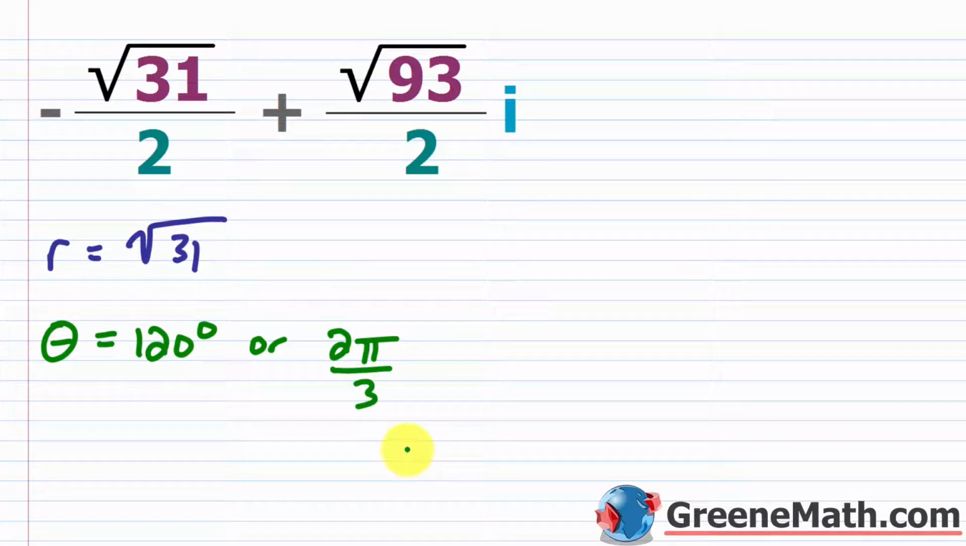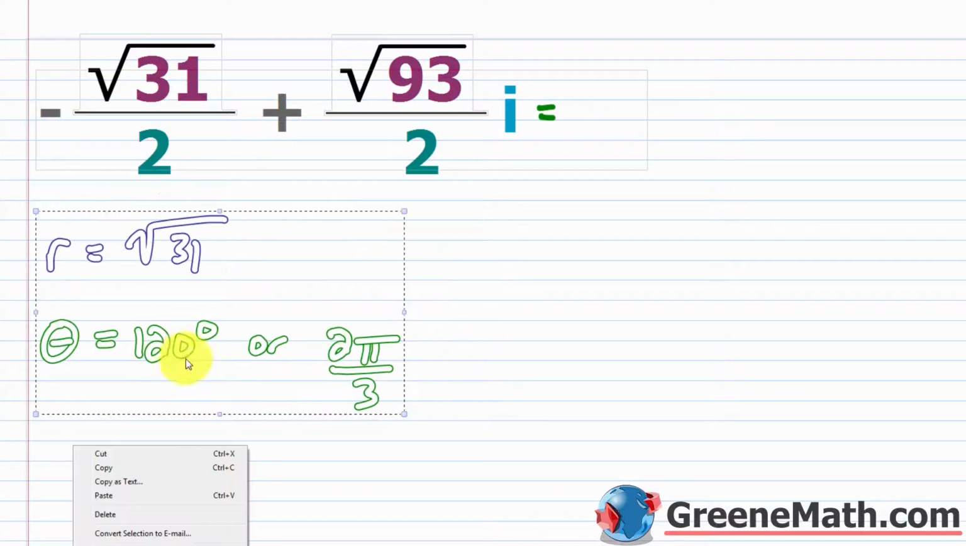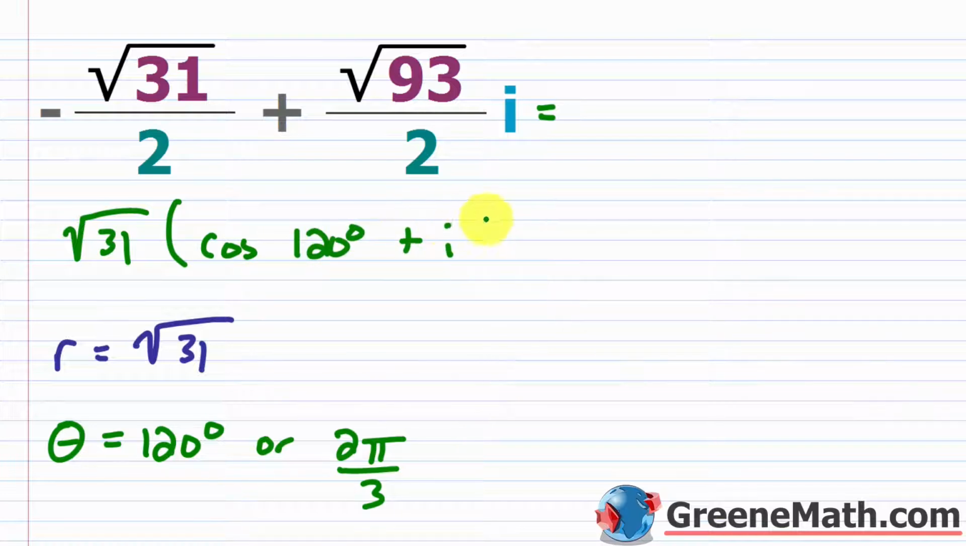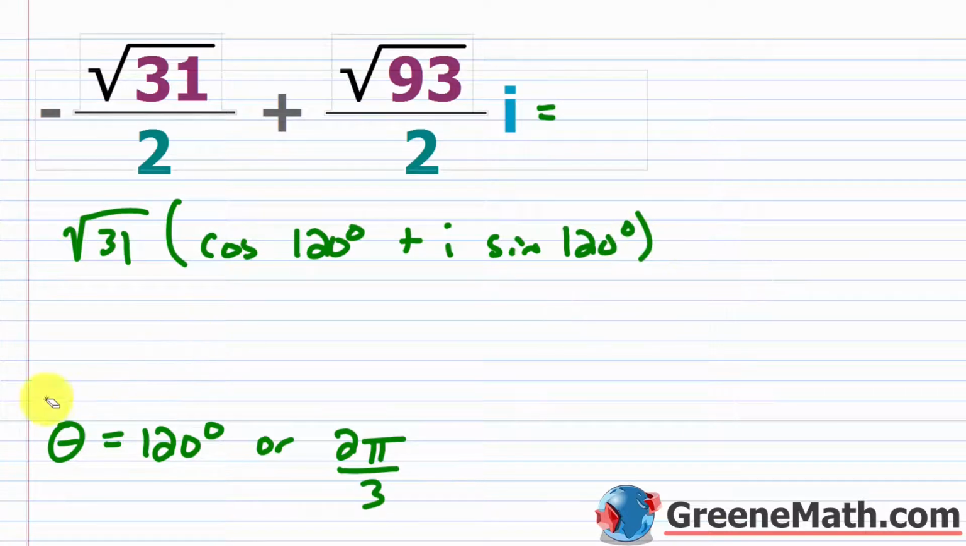So basically, I'm ready to set this up. I can go ahead and say this equals, and let me just drag this out of the way. Put this down here. I'll say my r value, which is the square root of 31, times, let's just go ahead and use degrees first, cosine of 120 degrees plus i times the sine of 120 degrees. And again, you can keep going, right?